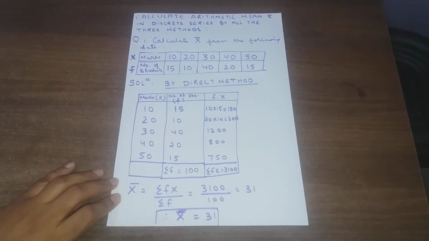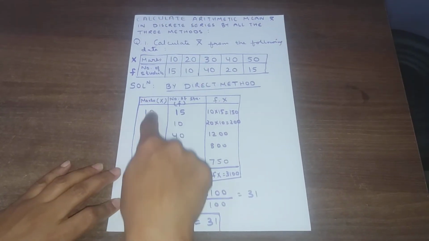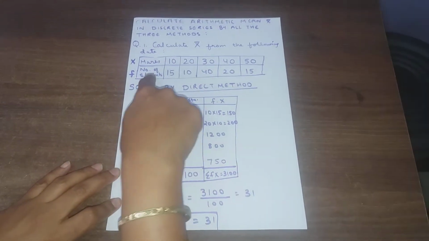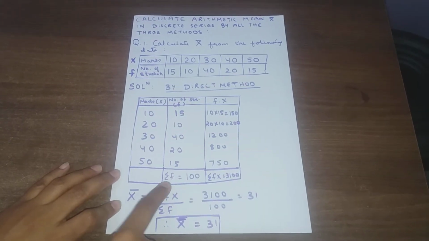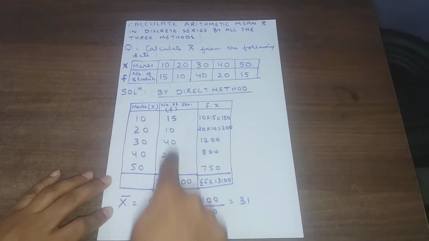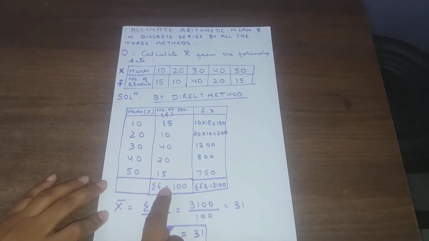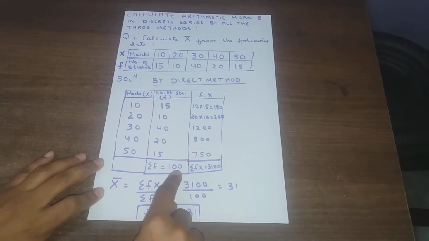You need three columns for this. First column will reflect marks, that is your x. Second column will reflect your number of students, that is f. And we need its summation also. So, summate this particular frequency. That comes out to be 100.